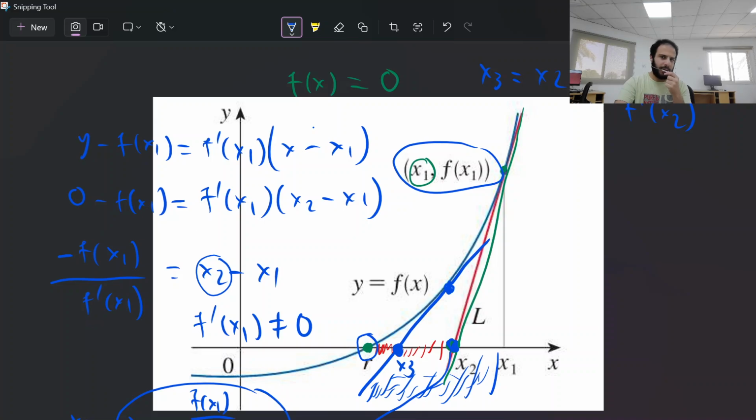Do you see the pattern here? Here x3 equals x2 minus f x2 over f prime x2. Then x4 equals x3 minus f x3 over f prime x3. In general, what do you have? xn plus 1 equals xn minus f of xn over f prime xn, right? Yes. But in all of these, you need the derivative to be non-zero, okay?